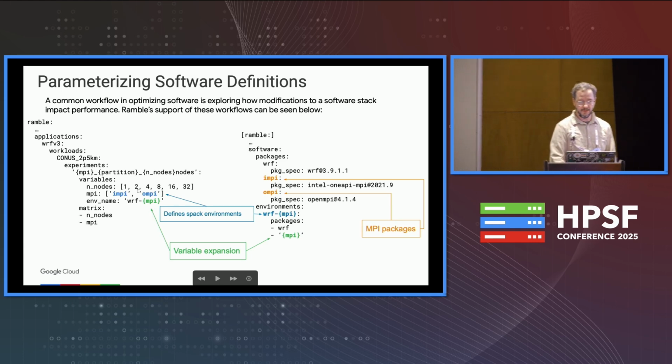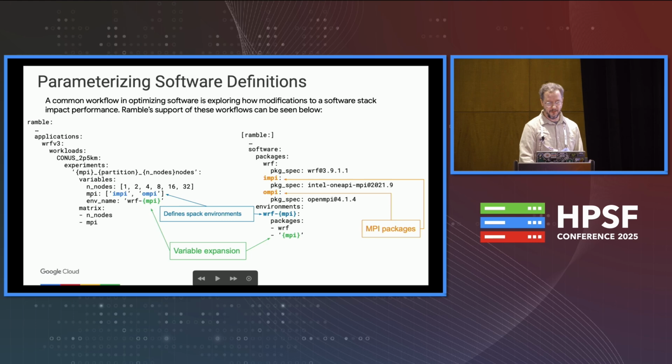And so here we describe this experiment on the left, which is MPI, partition, number of nodes. And we vector define MPI to be Intel MPI and OpenMPI. And then on the right, we define the software specs for Intel MPI, OpenMPI, and WRF. And then we have an environment at the bottom that pieces those together. And then every experiment now has its own Spack environment that has either WRF and Intel MPI or WRF and OpenMPI that it will be used to run these experiments.